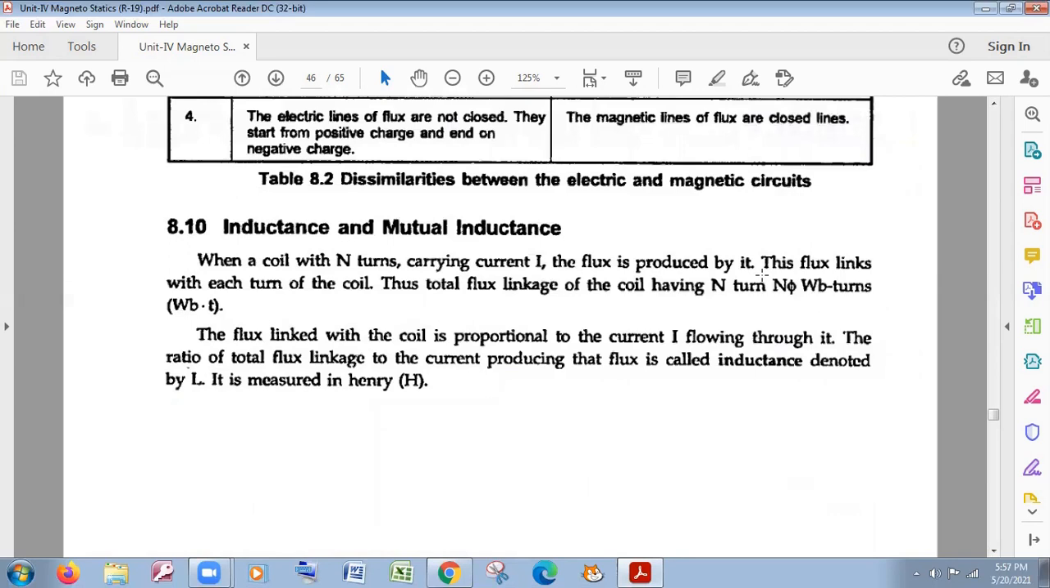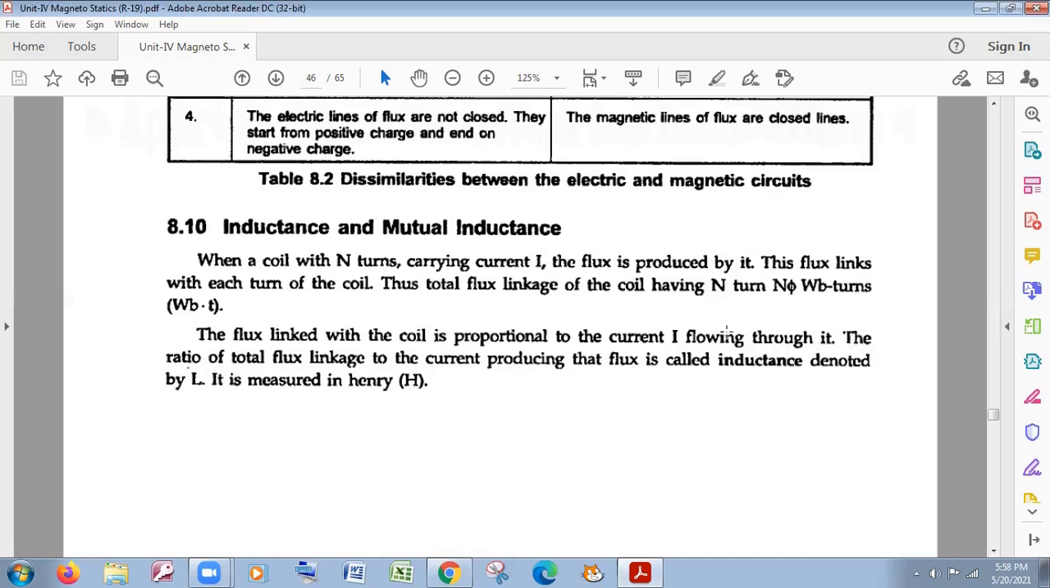In electrostatics, we discuss capacitance. Now in magnetostatics, we discuss inductance. When a coil with N turns carries current, flux is produced by it. This flux links with each turn of the coil, thus the total flux linkage of the coil having N turns is N phi Weber-turns. The flux linked with the coil is proportional to the current flowing through it.